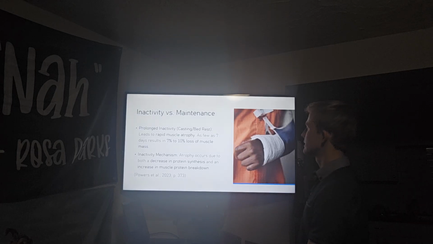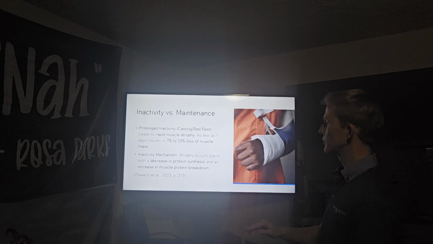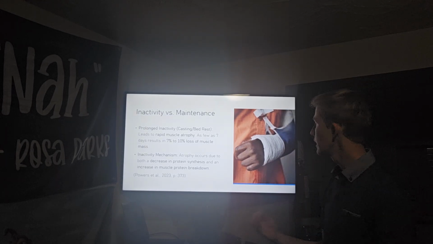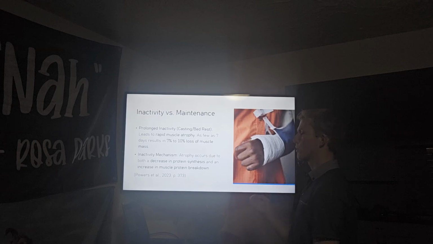But the inactivity mechanism is that the atrophy occurs due to both a decrease in protein synthesis and an increase in muscle protein breakdown.